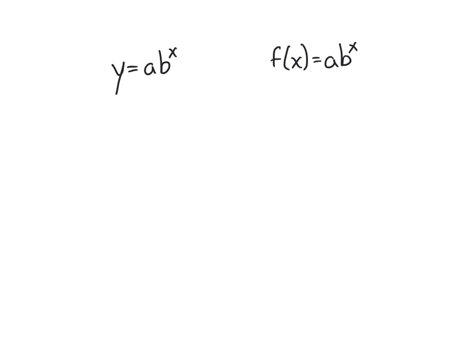So the a value is our initial amount. Whatever we're talking about, that's how much we start with. So my initial amount is a. Then beside it we have our b. B is our multiplier. So my multiplier tells me how quickly this thing grows.